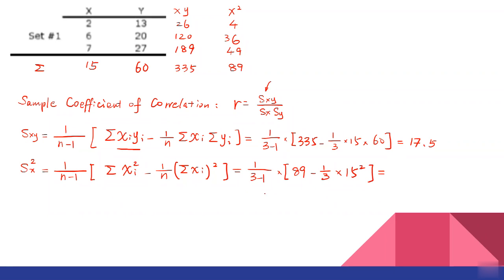Okay, in this way, you will get the variance of x, which is 7. So Sx is simply the square root of the variance, which is square root of 7, right? Okay, using the same method, we need to calculate the variance of y. Again, the formula looks the same.